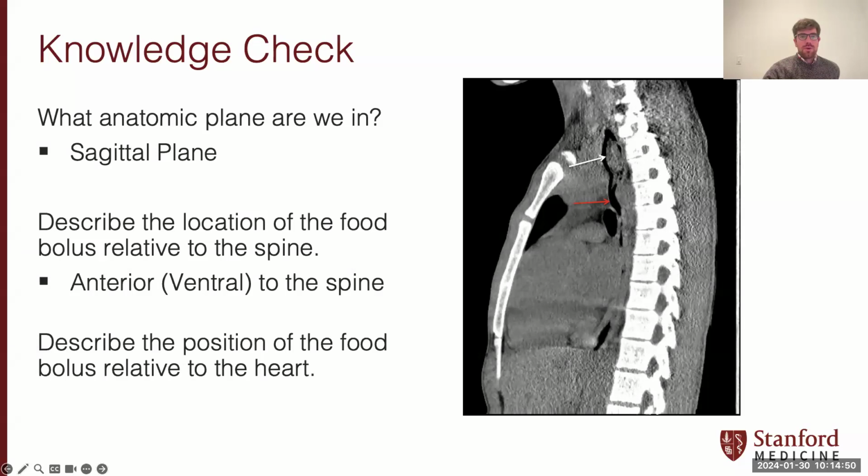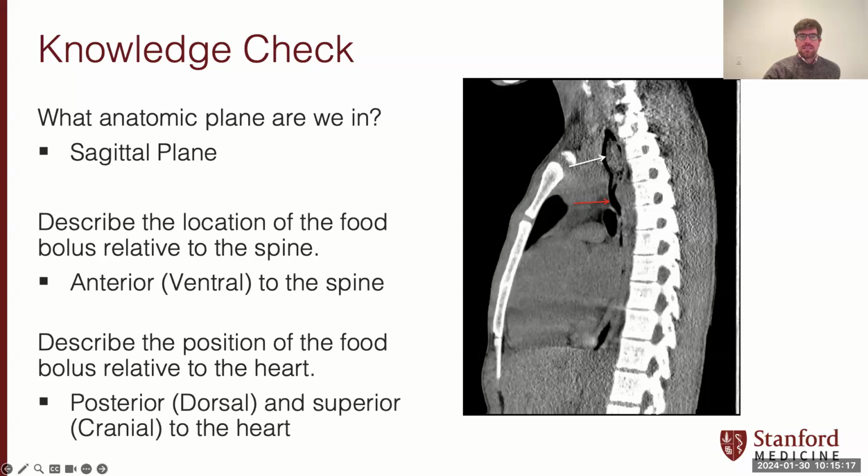What about the food bolus relative to the heart? So remember, heart is right here. Nice. Yeah. So again, what we can tell here is whether something is anterior, posterior, or superior, inferior. And so in this case, the food bolus, this is a little bit of a stretch, is posterior or dorsal, and then more importantly, superior or cranial to the heart.